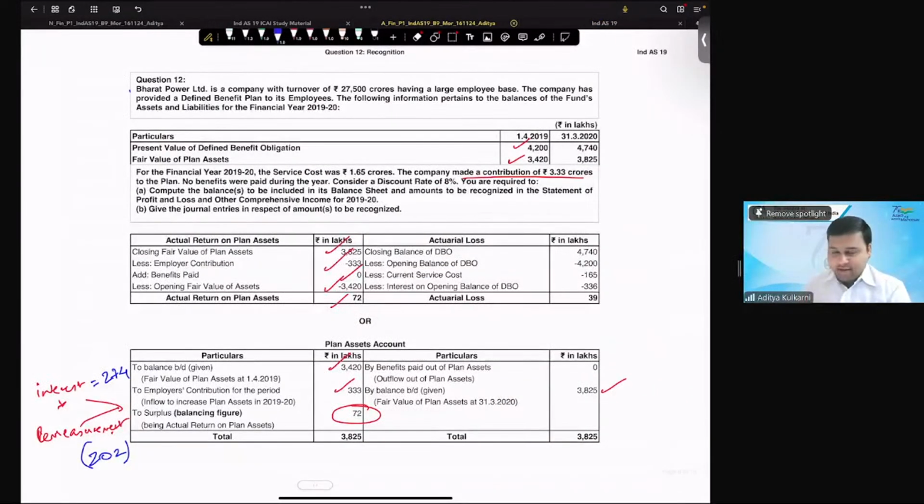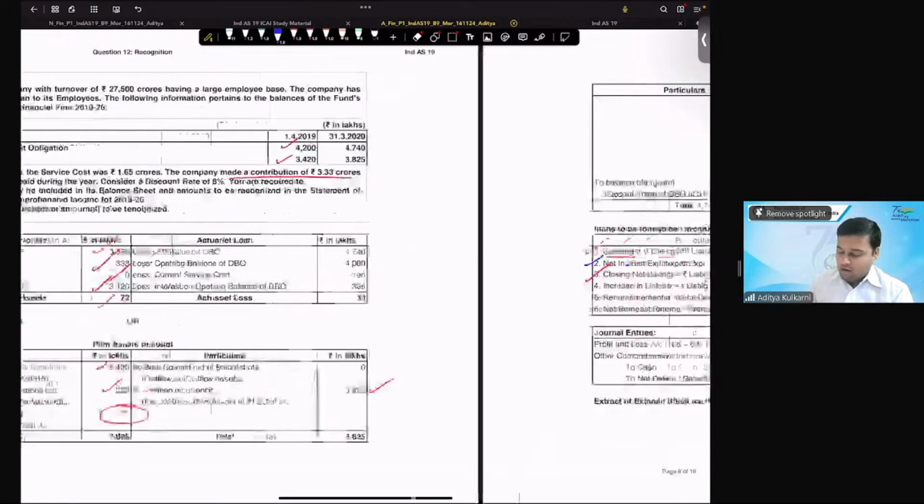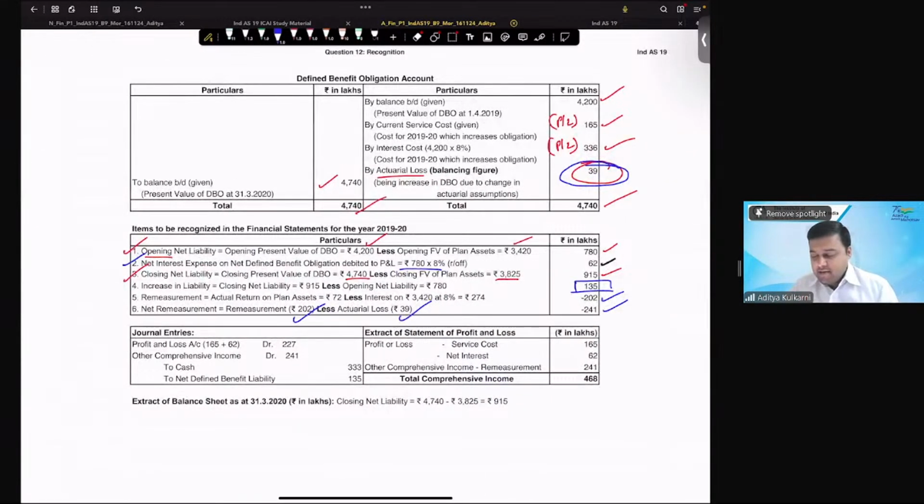Okay, I'll modify this solution to put the account in this manner. Similarly, here the loss, because it's on the credit side of a liability, is increasing the liability. Okay, okay, sir. So combining both, your actuarial losses become an actuarial loss of 241. Yes, 241.